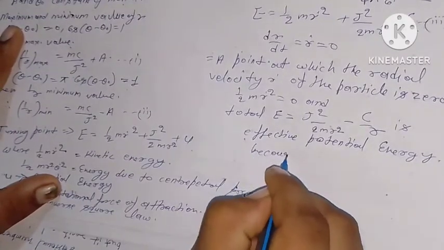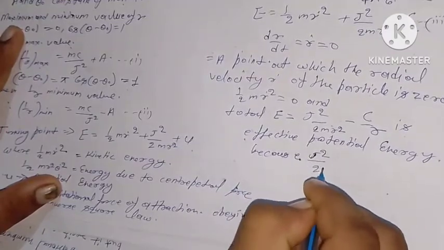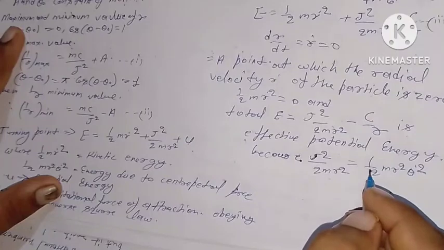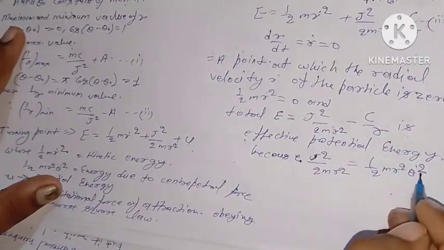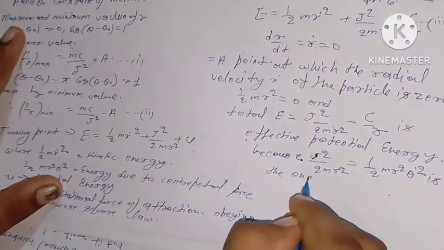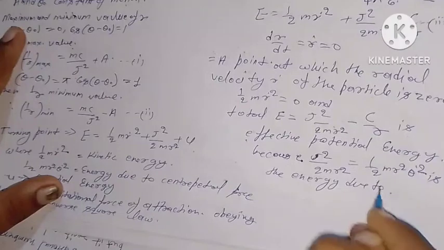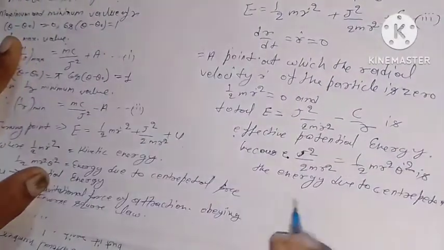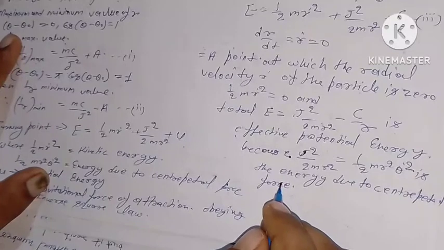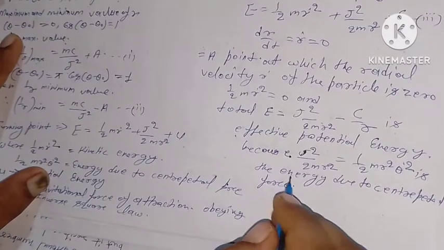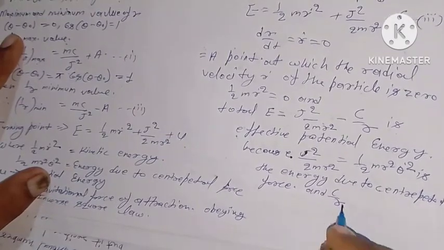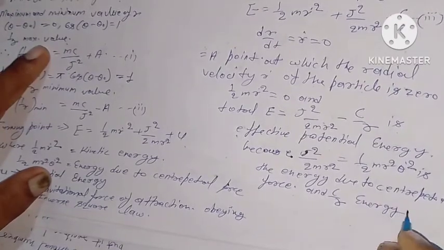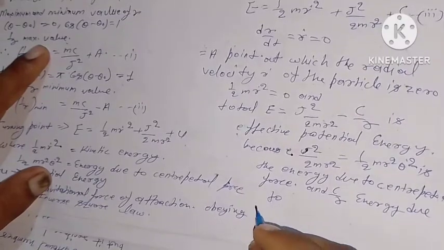Because j square upon 2 m r square, which equals 1 upon 2 m r square theta dot square, is the energy due to centripetal force, and C upon r is the energy due to gravitational attractive force.